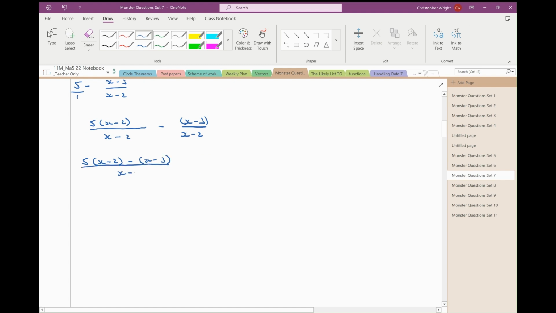So that's going to give me 5 lots of x minus 2 minus x minus 3, all over x minus 2. Multiply out that bracket, 5x minus 10 minus x plus 3 over x minus 2 will give me 4x minus 7 over x minus 2. I can't factorize the top, I can't factorize the bottom, so that must be my final answer: 4x minus 7 over x minus 2.